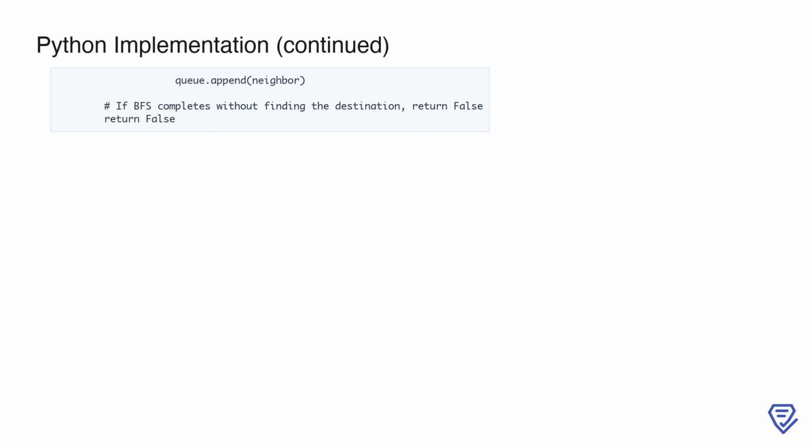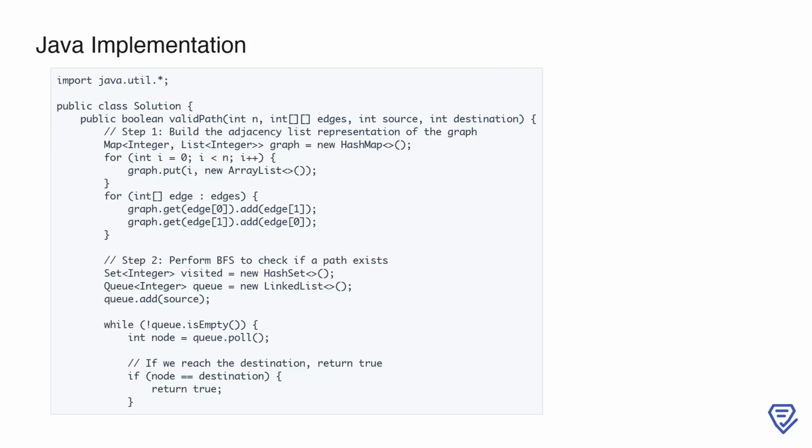By the end of this function, we'll have either confirmed a path exists or ruled out the possibility, achieving the desired result efficiently. In this implementation, we start by importing the necessary Java utility classes for handling collections. The method validPath is defined to determine if there is a path between the source and destination nodes in a given graph. The first step is to build an adjacency list representation of the graph.